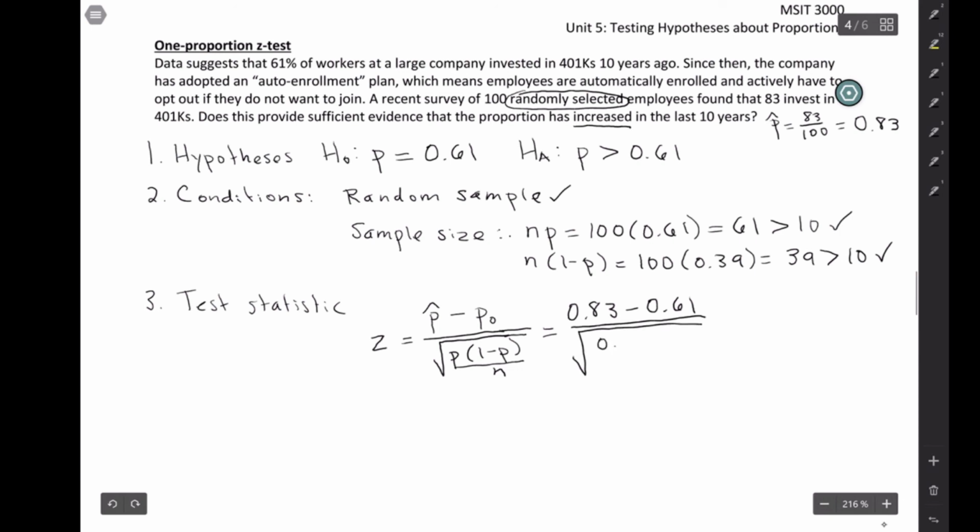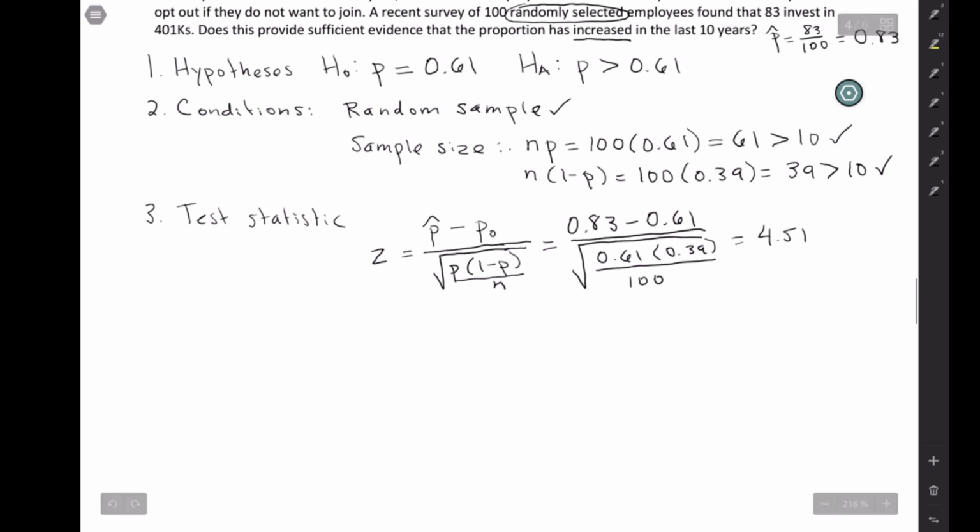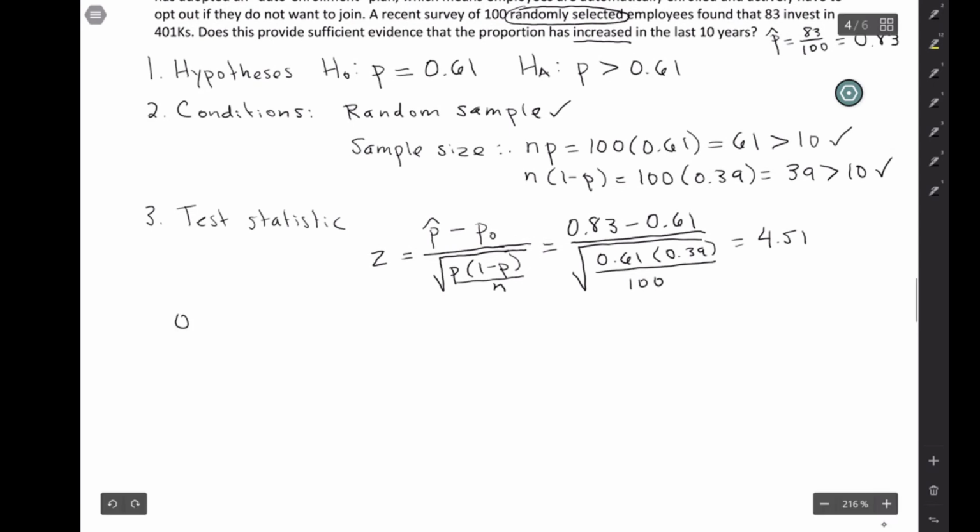So it's going to be 0.61. 1 minus that is 0.39. And then our sample size is 100. So we're going to end up with a z-statistic of 4.51. Okay, and we saw last time how to interpret that. So this is telling us about our sample proportion. Our sample proportion, p hat, is 0.83.